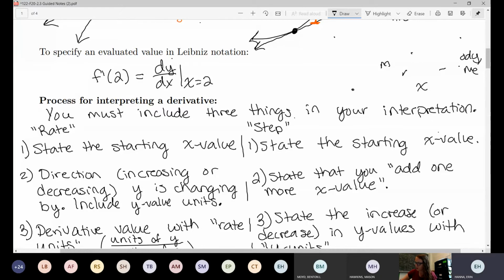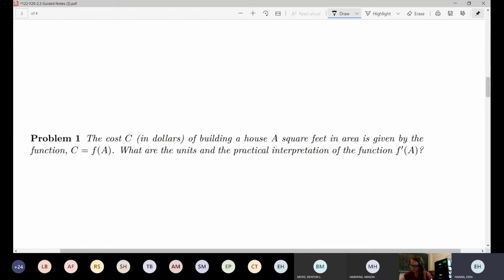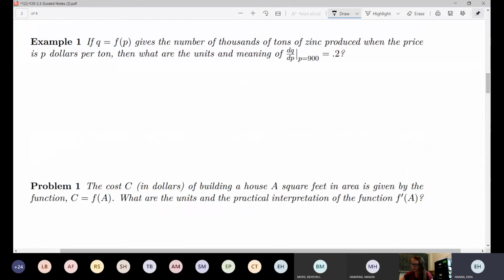So now let's formally do an example. That was kind of like a quick example that I technically wrote down the answers to, but let's do an official example that we have down here. Say we have this function Q equals f of P, and it's going to give the number of thousands of tons of zinc. I'm just going to start circling our units that we're going to need eventually. Thousands of tons of zinc produced when the price is P dollars per ton.